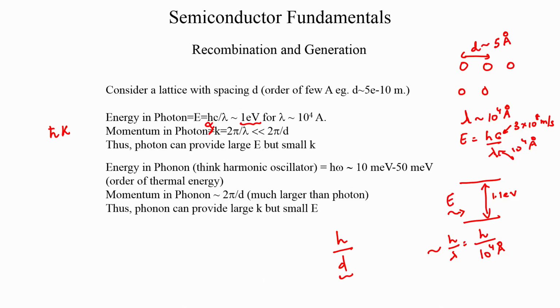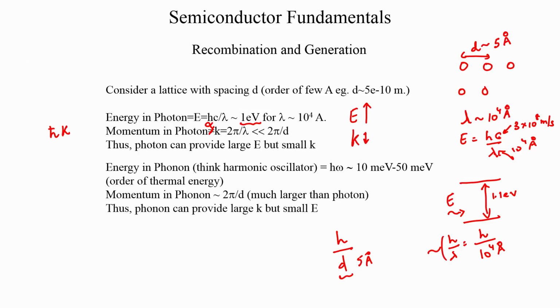Therefore, since d is just 5 angstrom as compared to lambda being 10 power 4 angstrom, the momentum provided by a photon is very, very small. It is extremely small. It is about 1000 times less. Therefore, a photon can provide good E. It can provide a large amount of energy, but a very small shift in k. Very, very small.